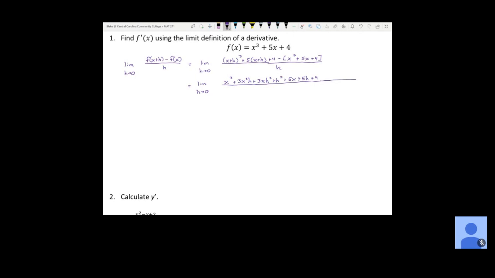And then down here, don't forget, we've got to subtract everything. So distribute the negative. So we get a minus x cubed, minus 5x, and a minus 4. All over h. All right, now it's just a matter of combining like terms. So if we do that, what's going to be left in our numerator now?